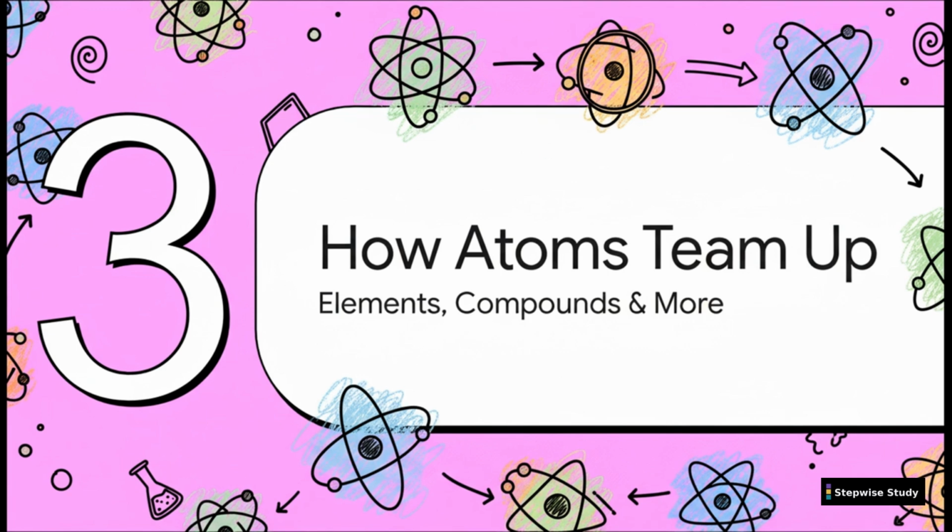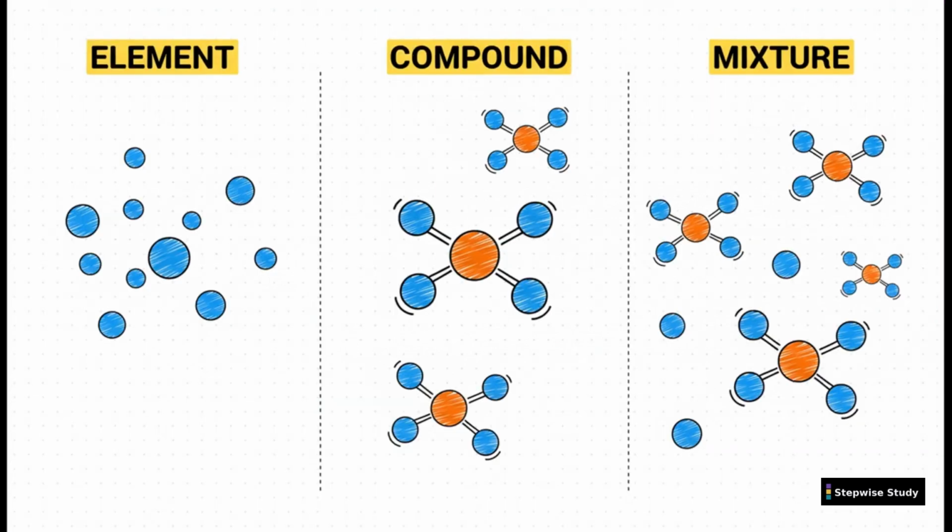How do they get together to form the incredible variety of stuff we see in our world? Now this is where it gets really cool. There are basically three ways atoms can arrange themselves. First, you've got an element. That's a substance made of only one type of atom, like pure gold or pure oxygen. Then you've got a compound, which is made of two or more different elements that are actually chemically stuck together. And finally, you have a mixture, where different things are just kind of tossed together in the same space, but with no real chemical connection.